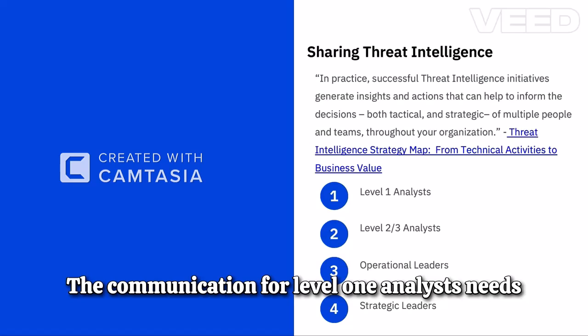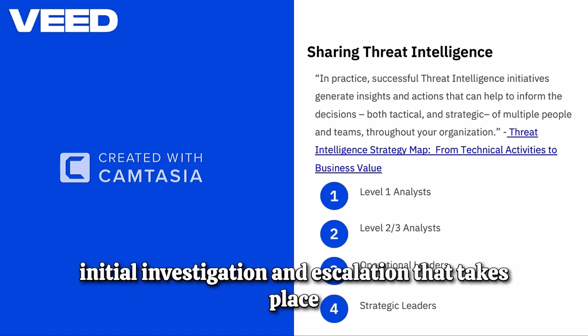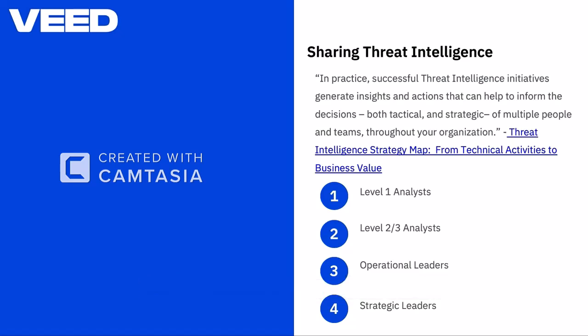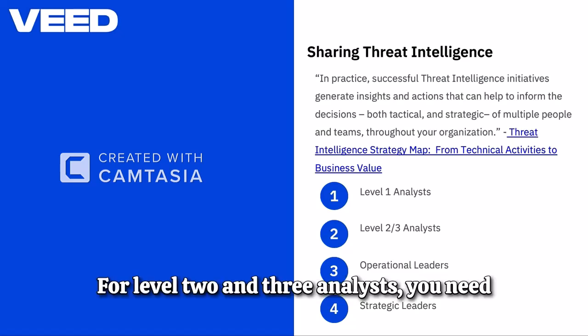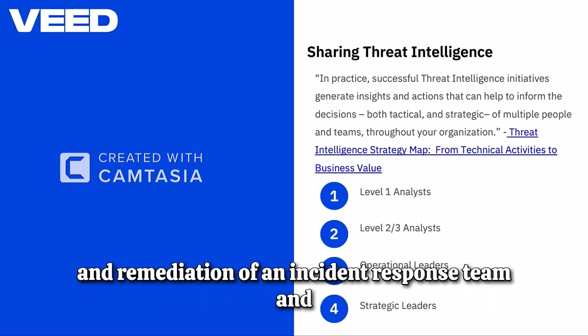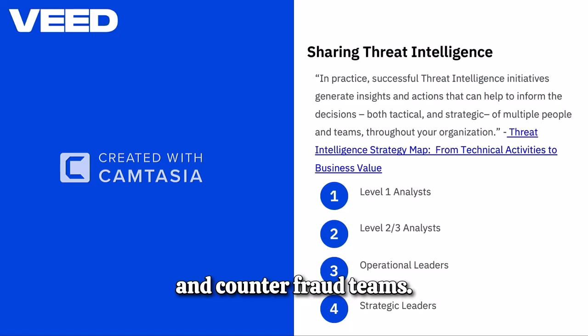The communication for Level 1 analysts needs to support the real-time monitoring, detection, initial investigation, and escalation that takes place in the Security Operations Center. For Level 2 and 3 analysts, you need to support the in-depth prioritization, investigation, containment, and remediation of an incident response team and the proactive efforts of experts on threat hunting and counter-fraud teams.